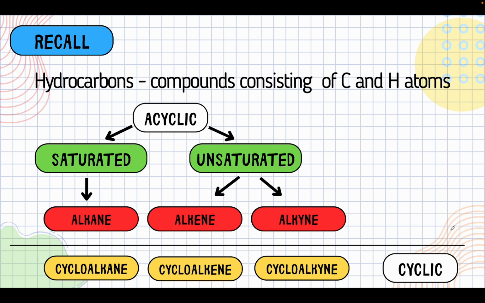So for acyclic and cyclic, you can have saturated and unsaturated. Saturated compounds are bonded by single bonds, and we call them alkanes or cycloalkanes. Unsaturated, you can have alkene or alkyne. When you have double bonds, we call them alkenes or cycloalkenes. If you have triple bonds, you call them alkynes, or cycloalkynes.